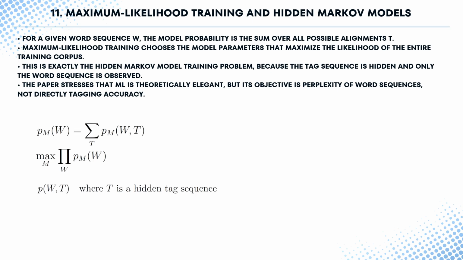Now the solution is the forward-backward algorithm. To handle this, we use the forward-backward algorithm. This algorithm efficiently computes expected counts, iteratively updates parameters, and guarantees improvement in likelihood. ML training is theoretically elegant, but it optimizes the likelihood of word sequences, not tagging accuracy. And this difference becomes very important later in the experiment. So in ML training, tags are hidden. We learn indirectly using probabilities, and the objective is likelihood, not accuracy.